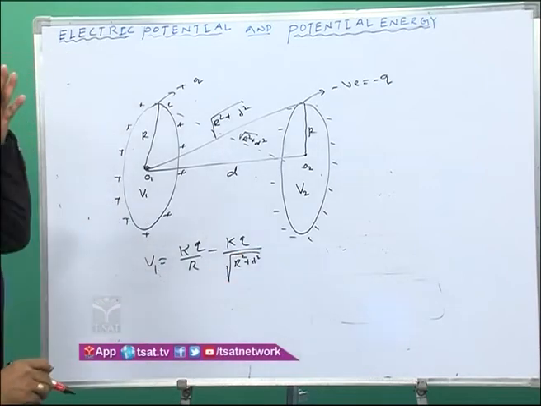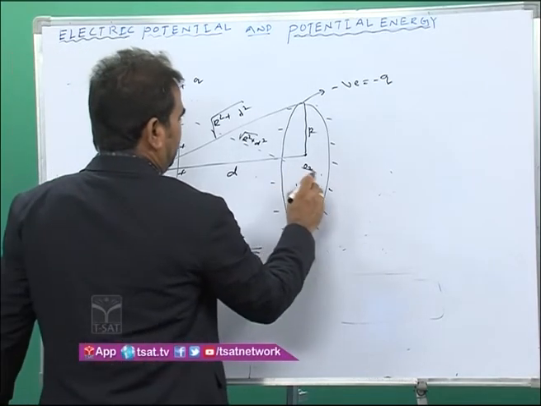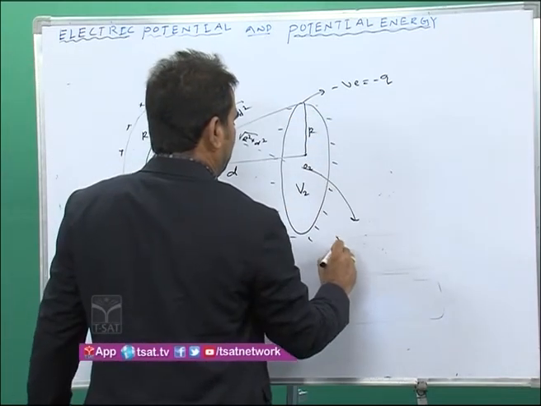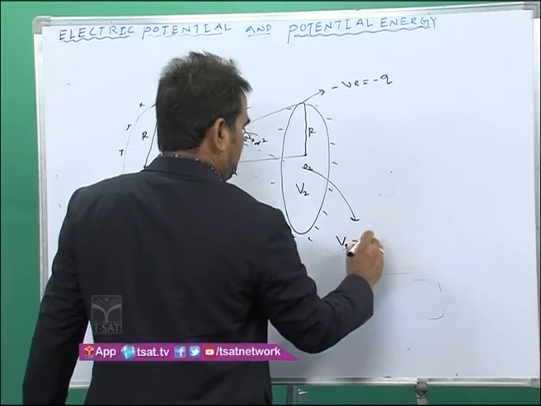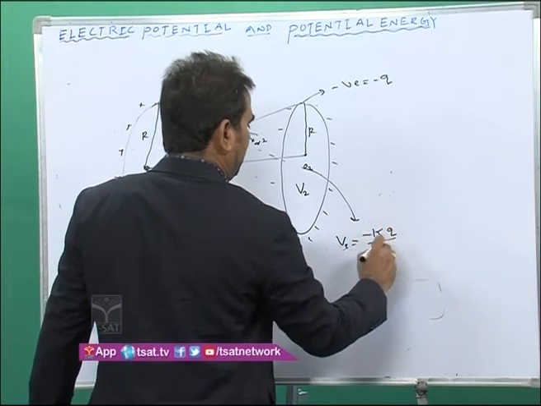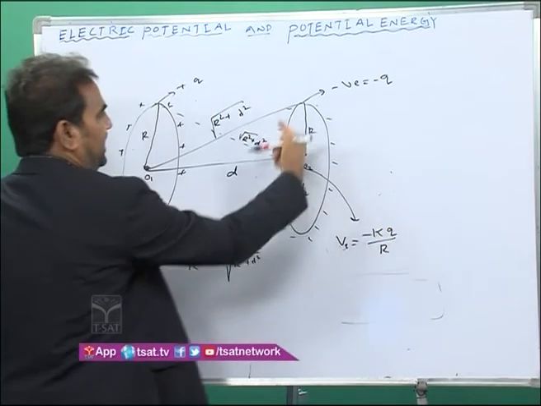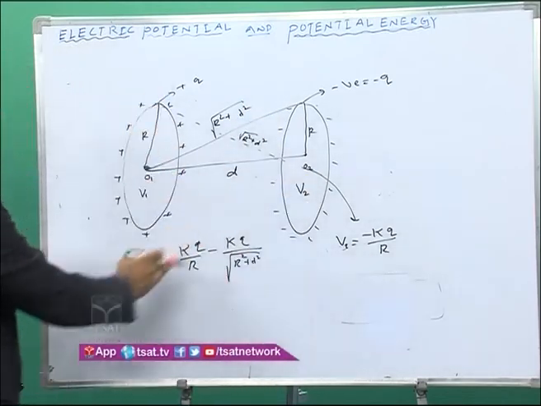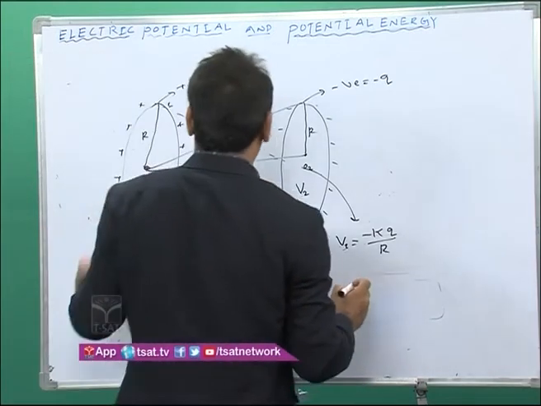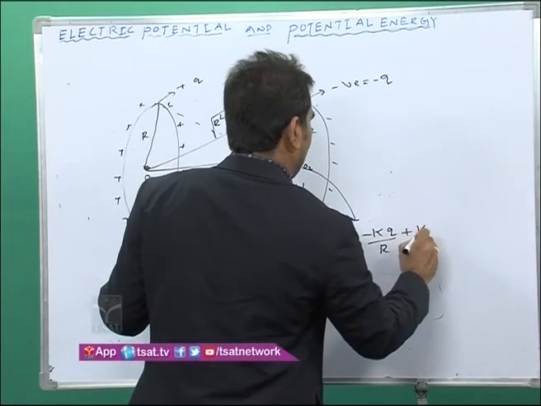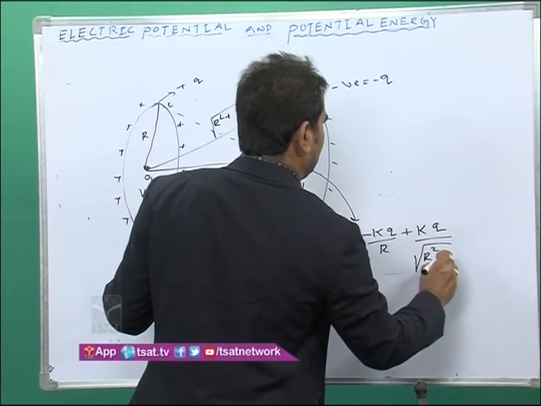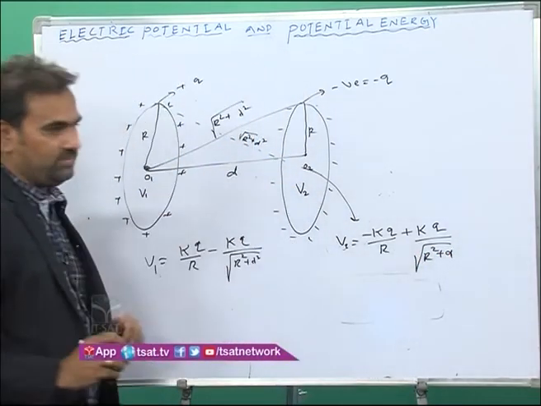Similarly, the electrical potential at point O2 due to this ring is given by V2 equal to minus KQ upon R, since it has a negative charge. Next, the electrical potential at point O2 due to this ring is given by plus KQ upon root over R square plus D square. The distance is nothing but root over R square plus D square.